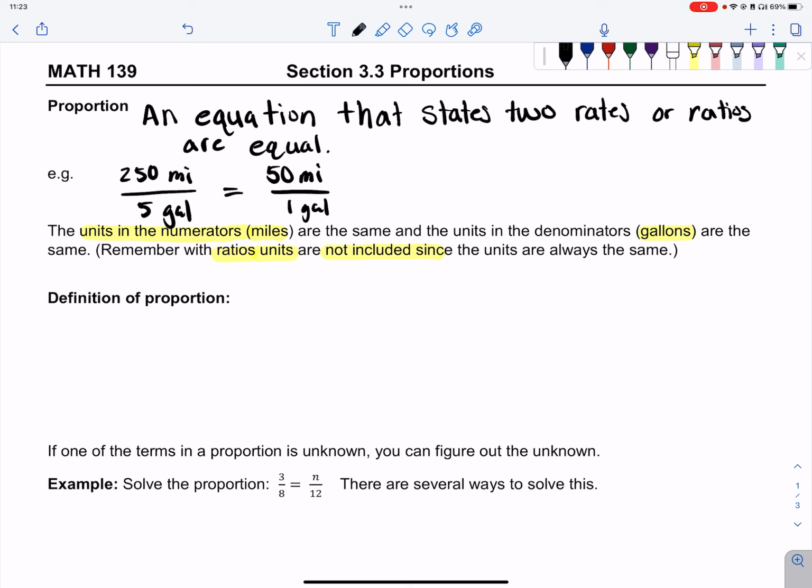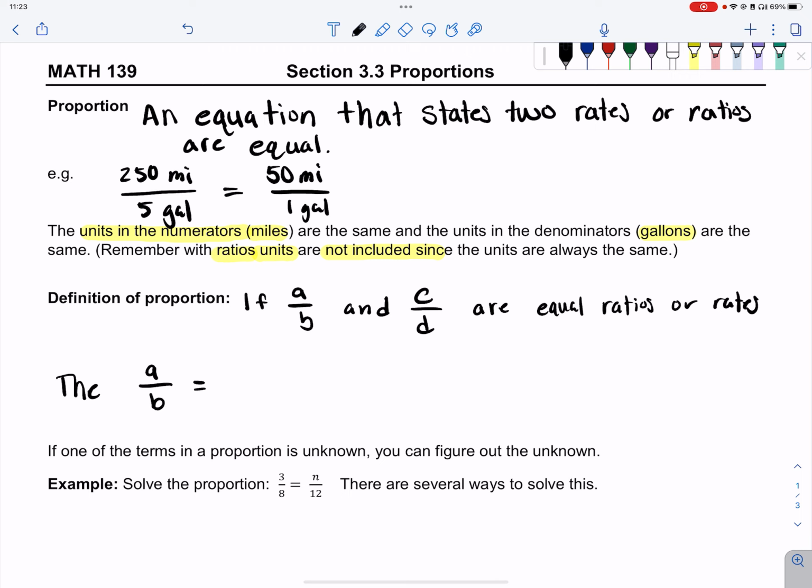So now we're going to go over the quick definition here of a proportion. If we have A over B and C over D, and these are equal ratios or rates, then we can set them equal to each other. A over B equal to C over D, and this is what we call a proportion. So when they're set equal to each other, that is the proportion.